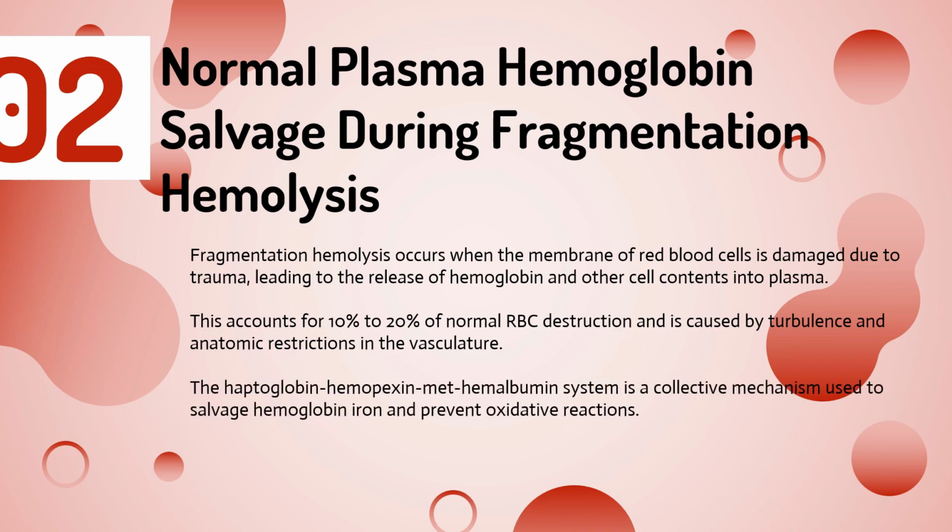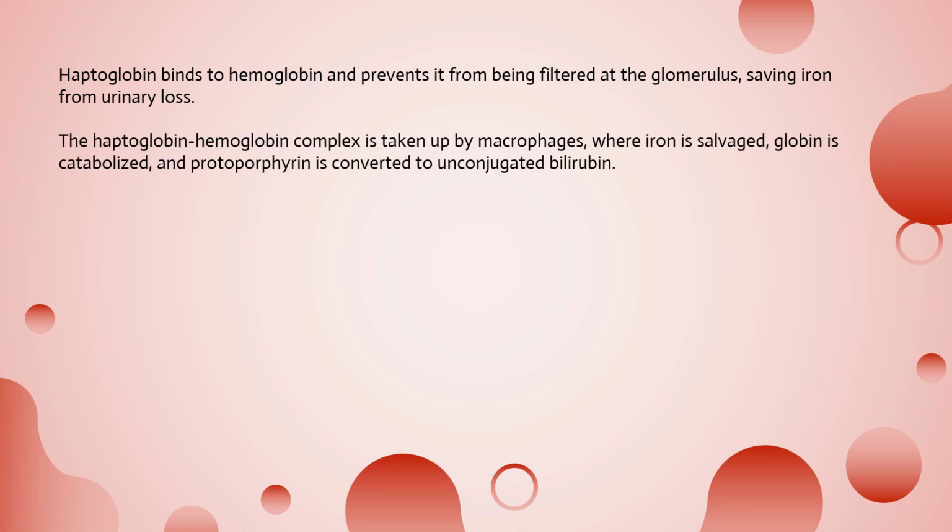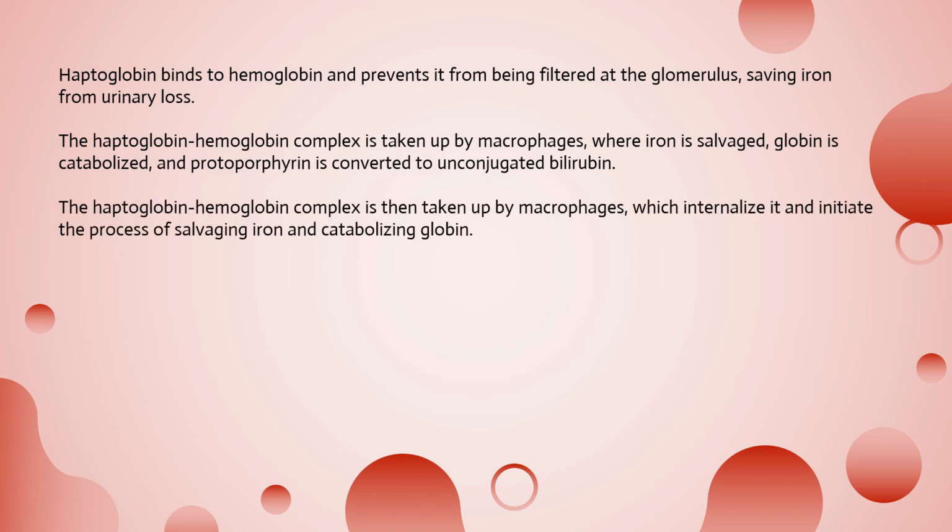The haptoglobin-hemopexin-methemoglobin system is a collective mechanism used to salvage hemoglobin iron and prevent oxidative reactions. Haptoglobin binds to hemoglobin and prevents it from being filtered at the glomerulus, saving iron from urinary loss. The haptoglobin-hemoglobin complex is taken up by macrophages, where iron is salvaged, globin is catabolized, and protoporphyrin is converted to unconjugated bilirubin.